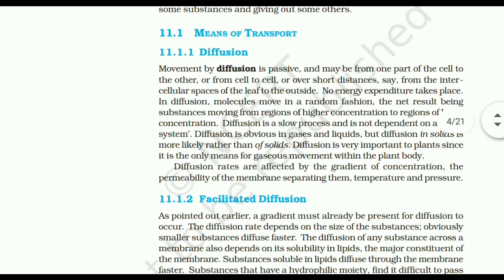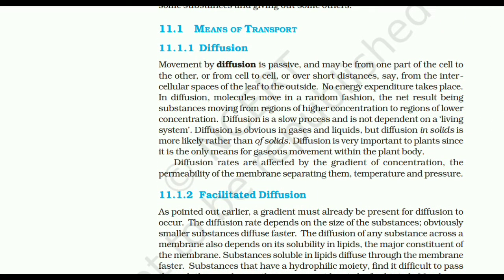11.1 Means of transport. 11.1.1 Diffusion. Movement by diffusion is passive and may be from one part of the cell to the other, or from cell to cell, or over short distances, say from intercellular spaces of the leaf to the outside. No energy expenditure takes place. In diffusion, molecules move in a random fashion, the net result being substances moving from a region of higher concentration to a region of lower concentration. Diffusion is a slow process and is not dependent on a living system.